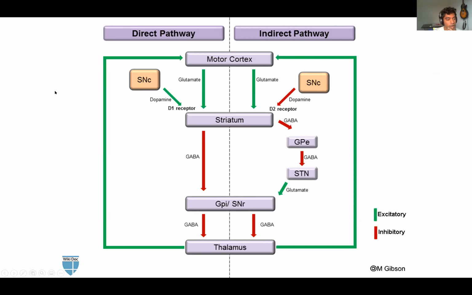Basically, both pathways are happening at the same time, but the way we control which one is stronger is through the substantia nigra compacta. It releases dopamine. The D1 receptor triggers the direct pathway, and the D2 receptor inhibits the indirect pathway. So overall, both of these receptors lead to an increase in movement.